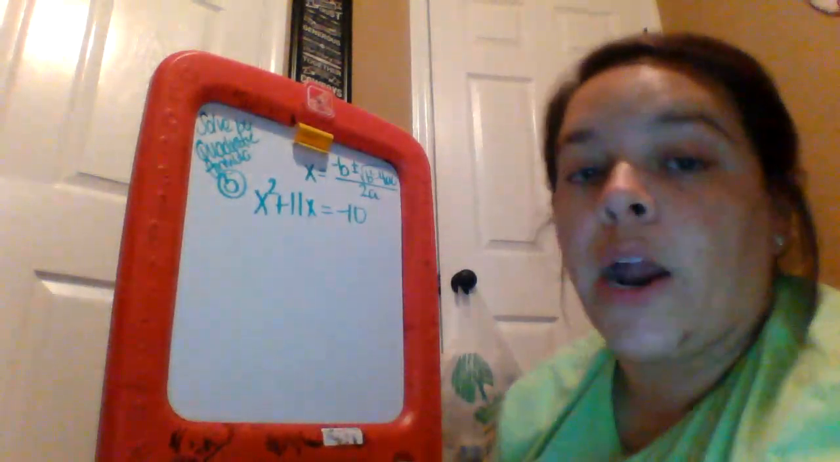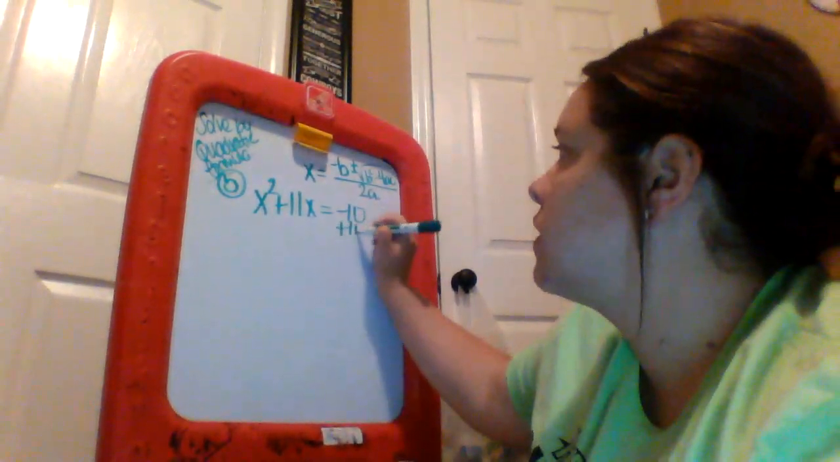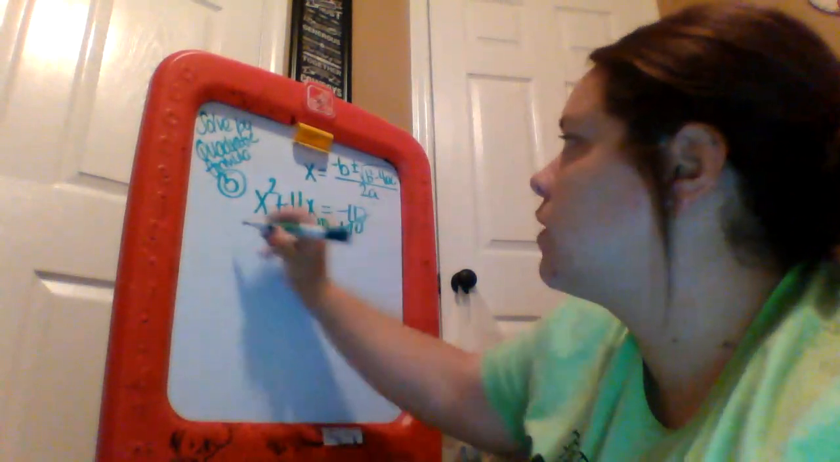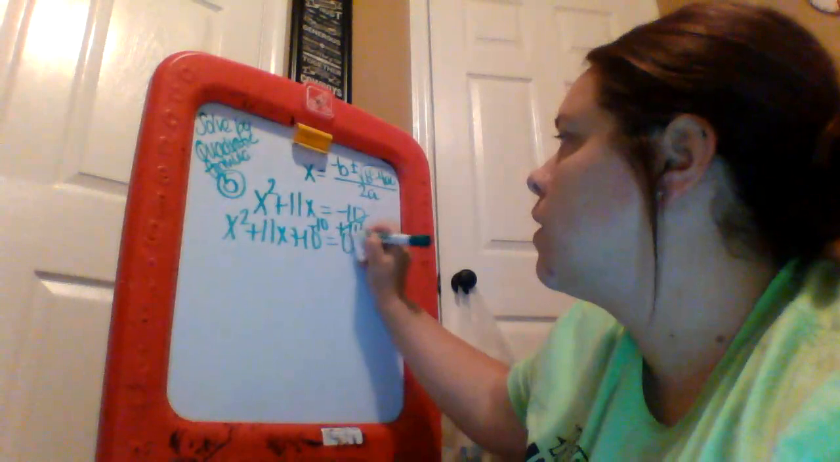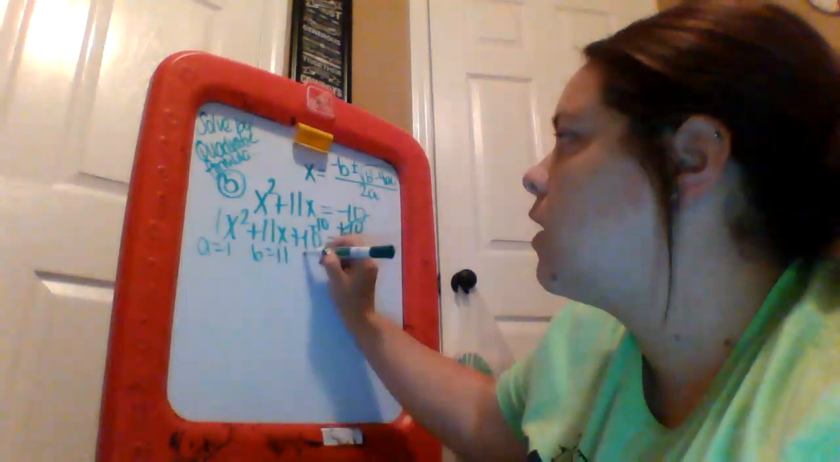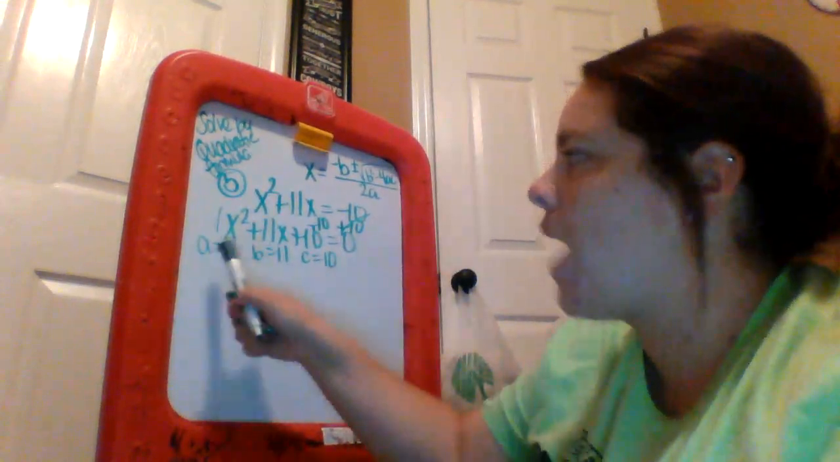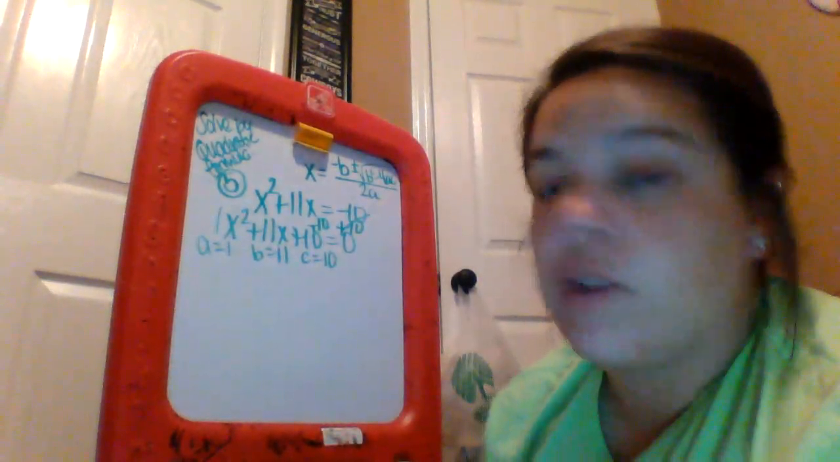All right, so looking at it, it's not equal to 0, so I'm going to have to add over this 10. And I am solving using the quadratic formula still. All right, so my A is 1, my B is 11, and my C is 10. And you don't have to write those. It just helps us make sure we see positive and negative numbers.